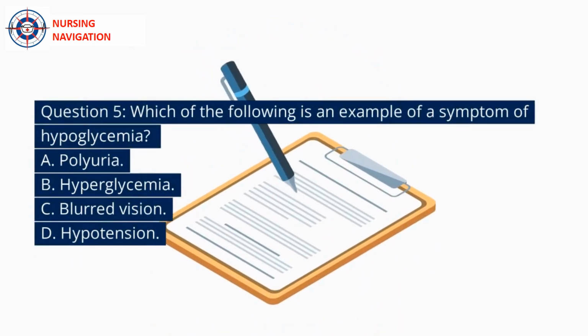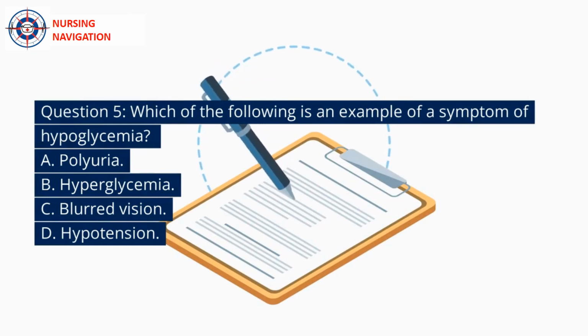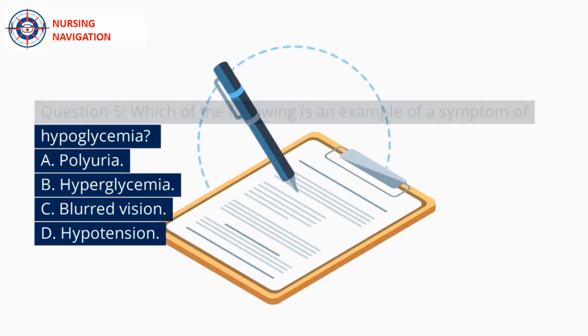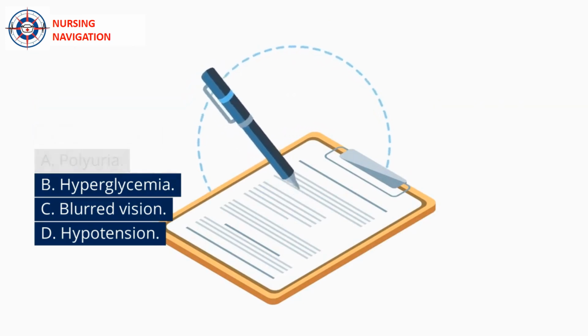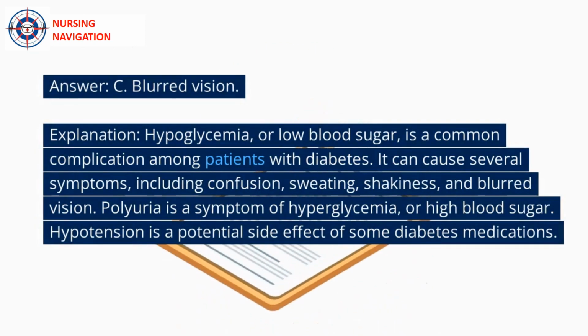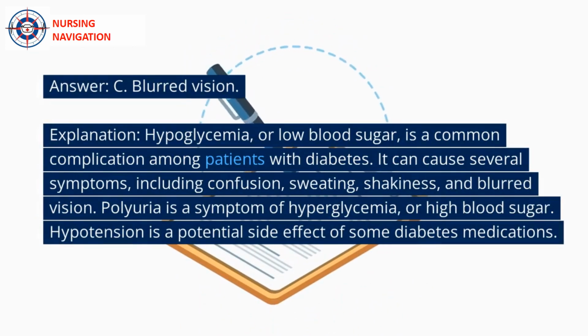Question 5. Which of the following is an example of a symptom of hypoglycemia? A. Polyuria. B. Hyperglycemia. C. Blurred vision. D. Hypotension. Answer. C. Blurred vision. Explanation.